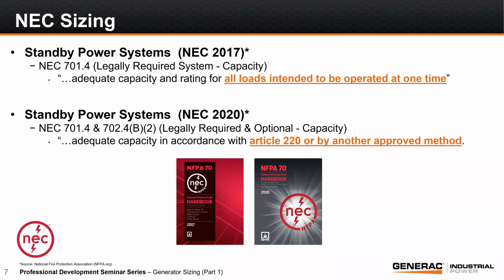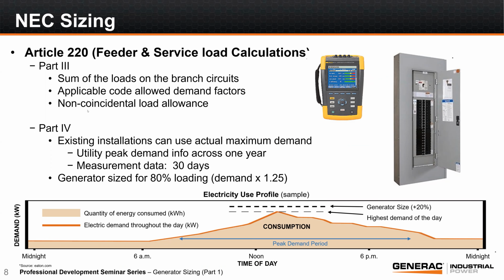So if your region has accepted the 2020 code, then you will no longer consider all loads operating at the same time, but rather size for the most likely maximum demand produced at any given time. So now Article 220 is the main sizing method that's recognized by the National Electrical Code. And we're going to talk about parts 3 and 4 here.